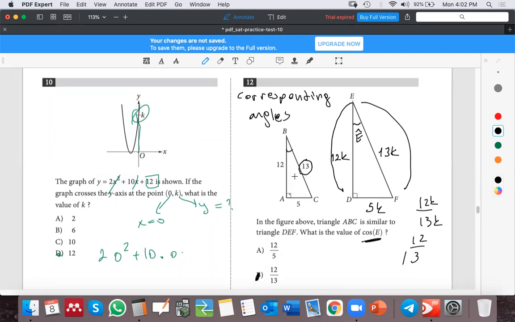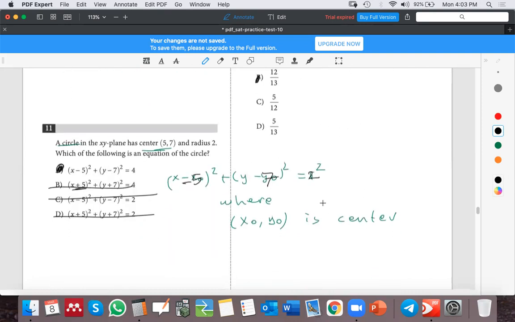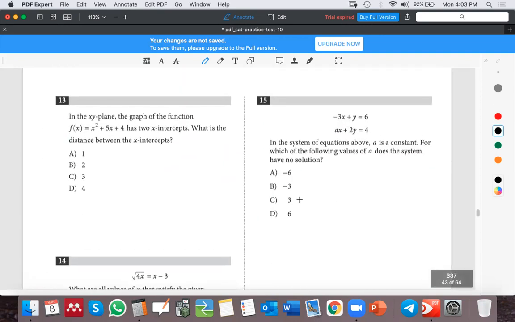You can even use the other triangle here. When you calculate this cosine, 12 over 13, since these two triangles are similar, this angle is also the same. If 60, 60, 30, 30, 40, 40, same. That means when you calculate the cosine here, you are calculating the cosine here as well. So the answer is 12 over 13.